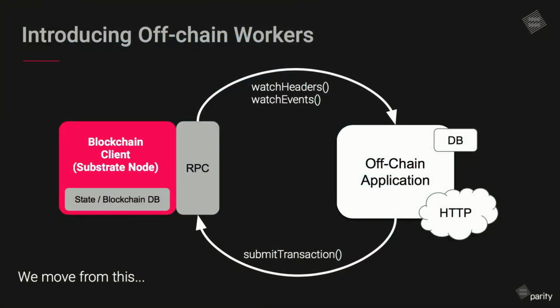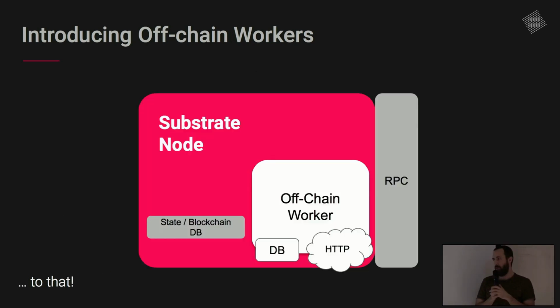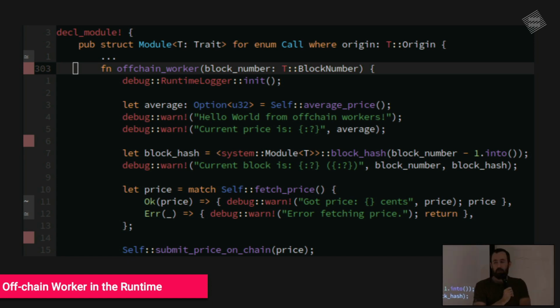So what are off-chain workers? We want to move from this architecture, from this approach, to this approach. We want to bring this off-chain logic, this off-chain computation engine, closer to the node and make it really simple for people who run the node to opt in to run your off-chain worker. And how do we do that?